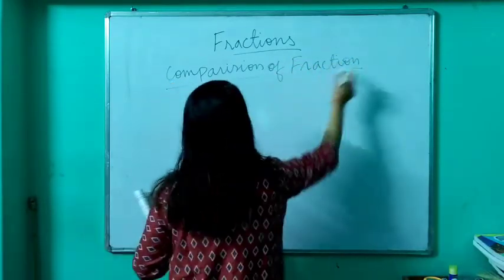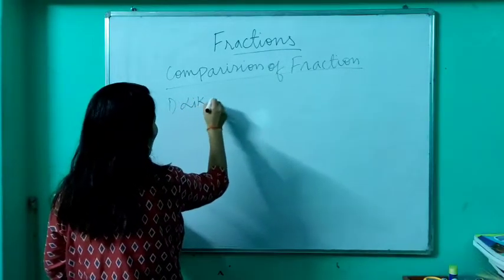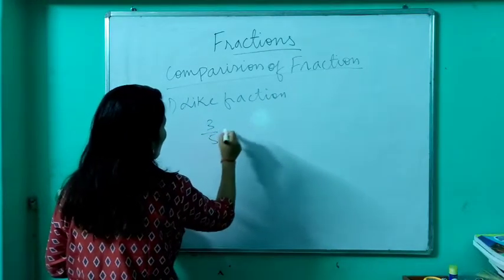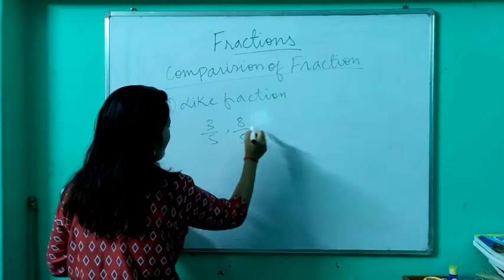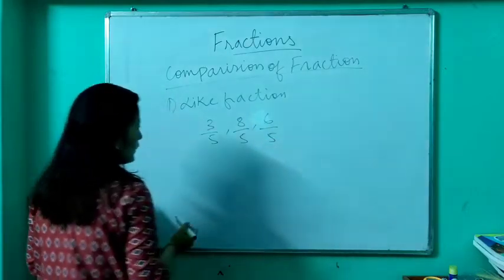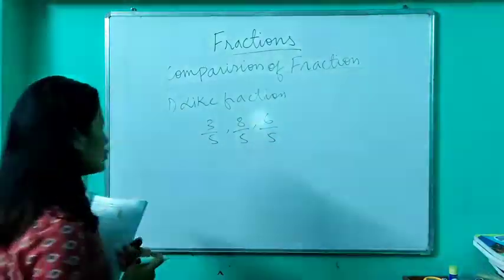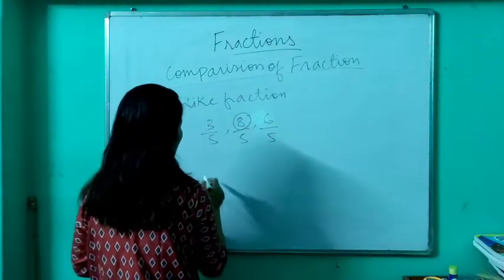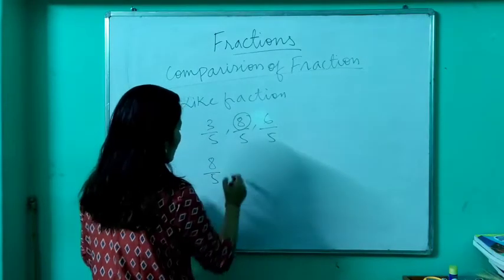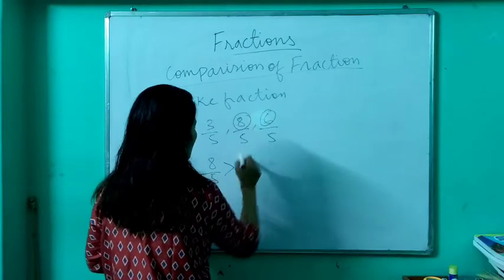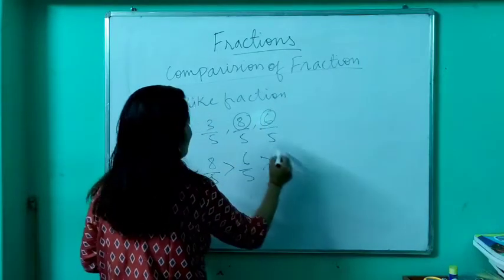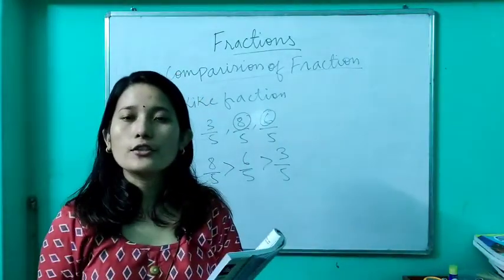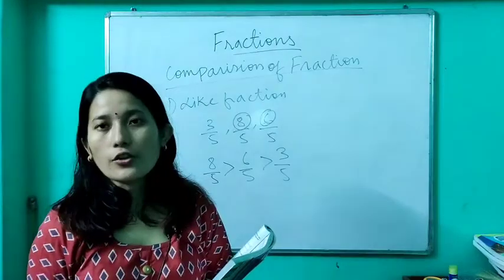Okay, so first with the like fraction, how would you know which one is greater and which one is smaller? So like fraction means the one whose denominator is same. Now in this case, in case of like fraction, you will look at the numerator. The one with the greater numerator is the greater number. So 8 by 5 is the greater number. Then you have 6, then 3 by 5. So you look at the numerator. If the numerator is greater, the greater numerator has a greater value.